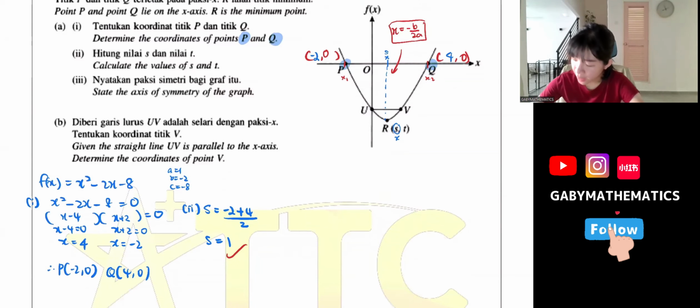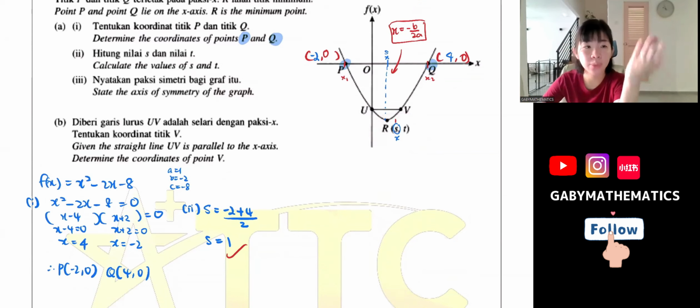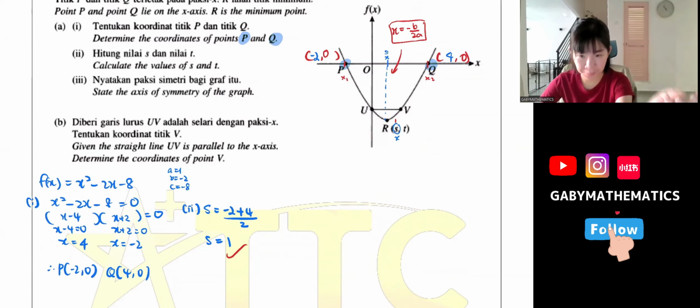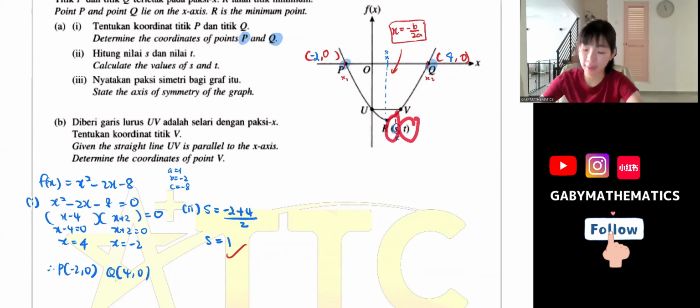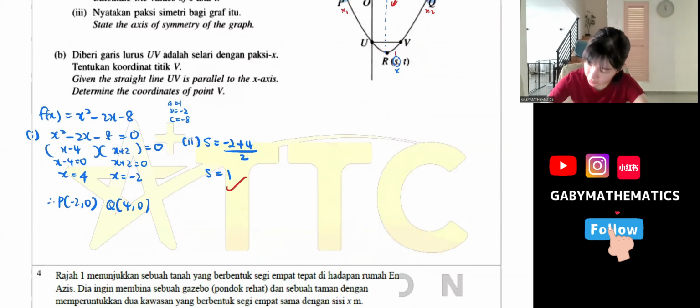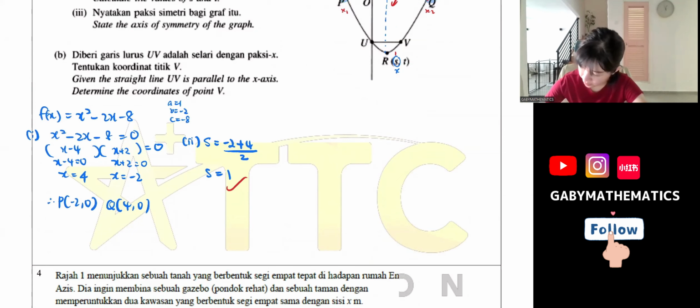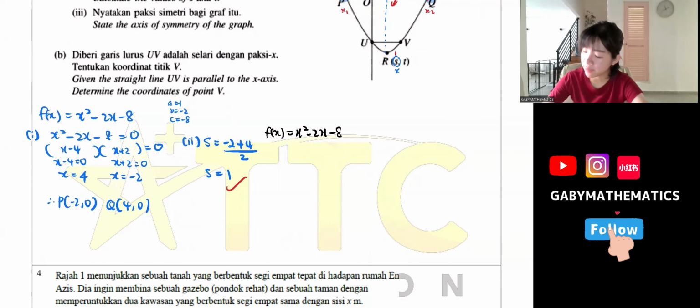Okay, so if x is 1, then how to find t? Every time you have a coordinate where you have x and want to find y, or you have y and want to find x, what do we do? We sub into the function. So you have x, but you don't have y. So the function given, copy the function again: f(x) equals x squared minus 2x minus 8. I have x, but I don't have y. So y means f(x), so for the y I put t.